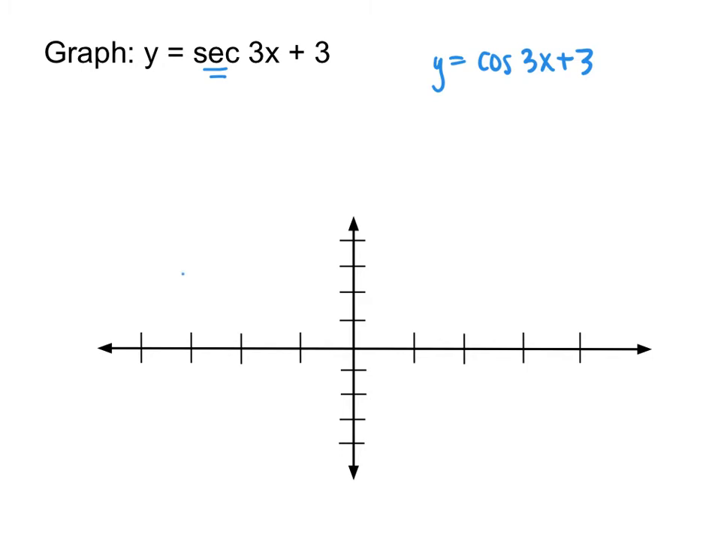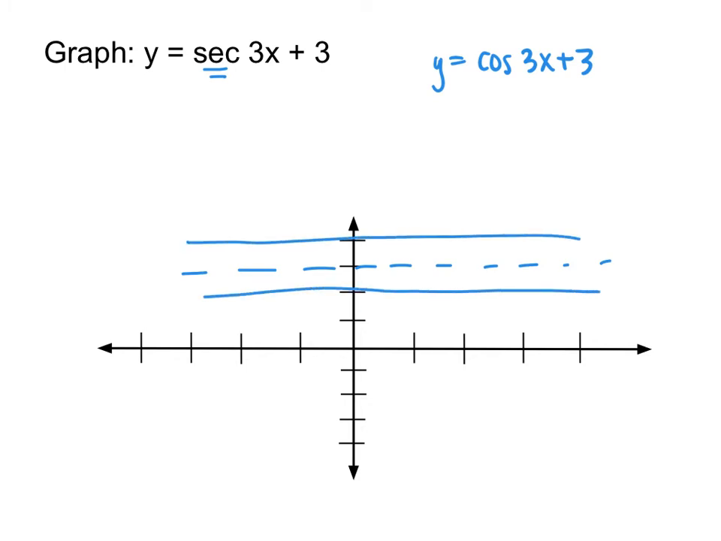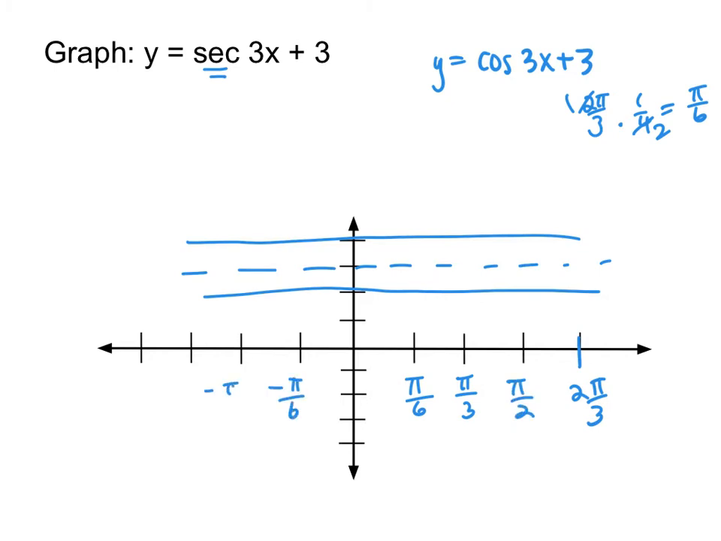So we're going to find the midline at 3. We have an amplitude of 1, so we're going to go up 1 and down 1. We still need to do the scale, so 2 pi divided by b, and my b is 3. So this last point is 2 pi over 3. And when I multiply that by 1/4, what I get is pi over 6. So this is 1 pi over 6, 2 pi over 6, 3 pi over 6, pi over 2, and then the negatives. So nothing has changed so far.